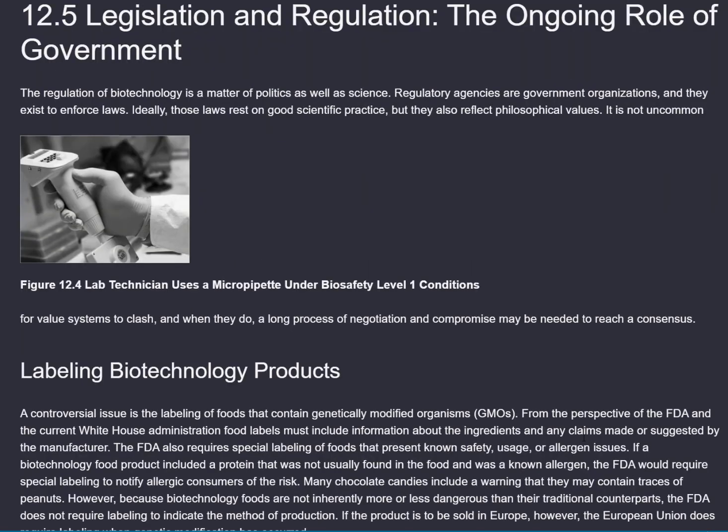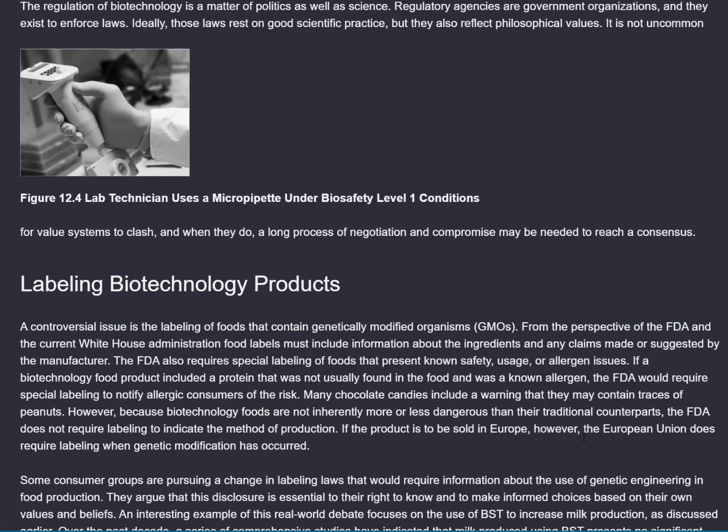12.5 Legislation and Regulation. The ongoing role of government. The regulation of biotechnology is a matter of politics as well as science. Regulatory agencies are government organizations, and they exist to enforce laws. Ideally, those laws rest on good scientific practice, but they also reflect philosophical values.